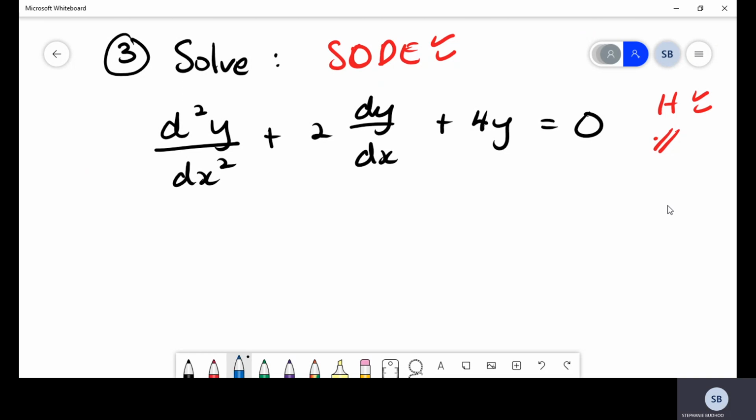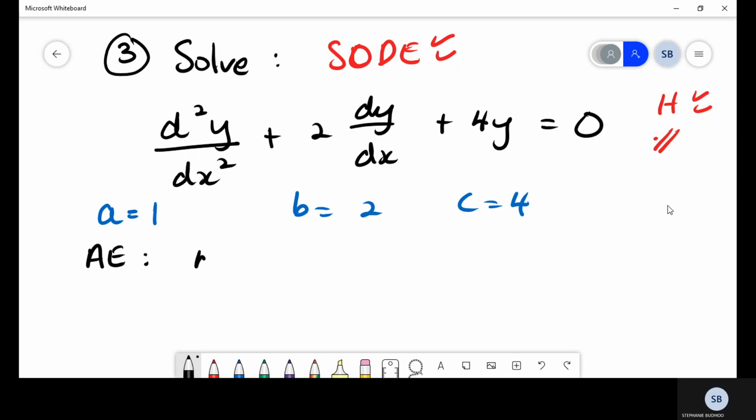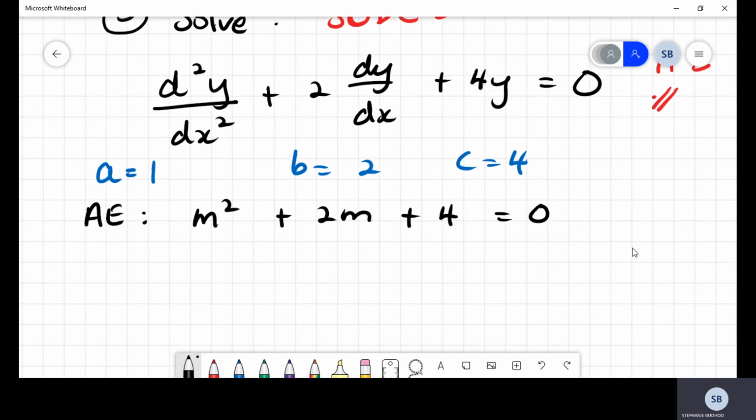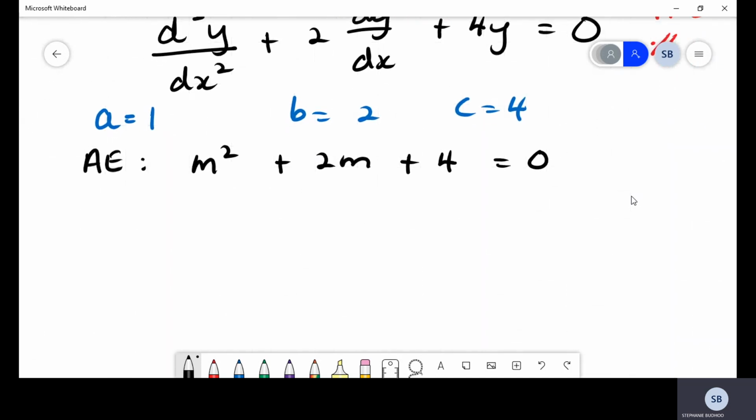Now, before we can find our auxiliary equation, we need to identify our values of a, b, and c. a is the coefficient of that first term, which is 1. b is positive 2, and c has a value of 4. Therefore, our auxiliary equation is simply given by m² + 2m + 4 = 0. Now, for this type, you can tell that you cannot factorize this simply. You have to apply the quadratic formula.